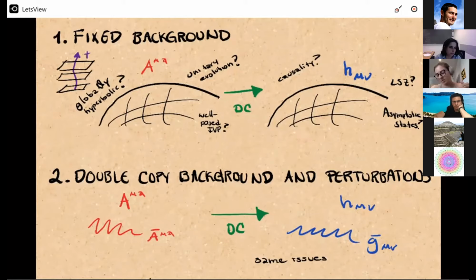The second option is to try to double copy both the background and the perturbations that live on it. So now, instead of assuming that the background for Yang-Mills is a curved spacetime, you will assume that it's some curved background in the sense of your gauge group. Once you have this non-trivial background, you have a perturbation around it. And then when you do the double copy, you will map both the background to some curved spacetime and the perturbation. And you expect similar kinds of issues in these curved backgrounds, of course.